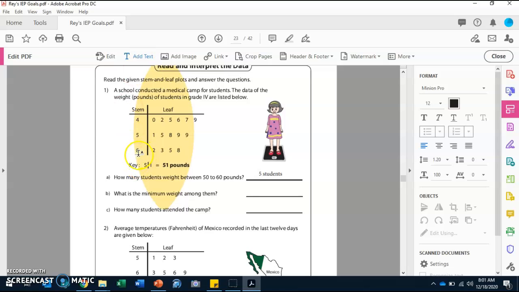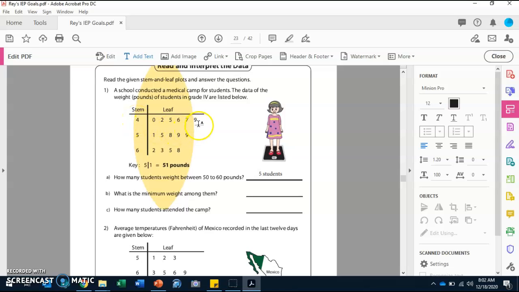So we know that our 6s are our highest, so that's a no. Then we know our 5s are in the middle. And our 4 is our smallest number here. But now we need to know which leaf goes with this stem of 4. So which one is the least?